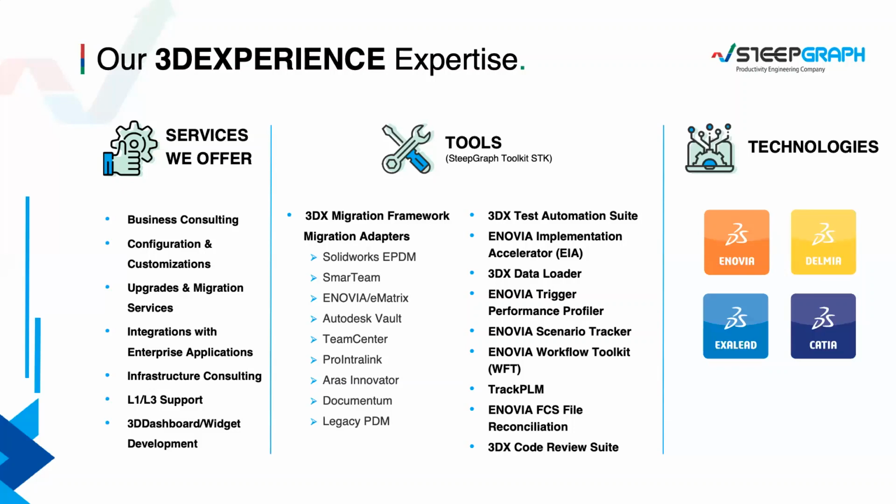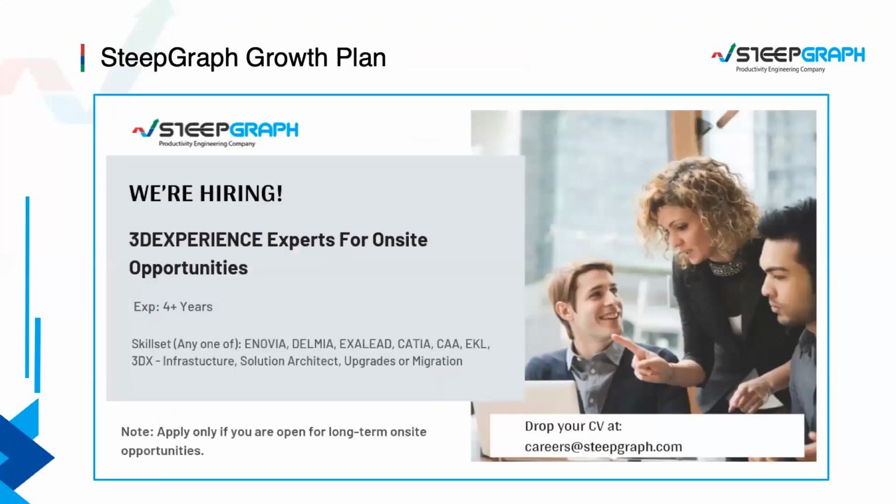In terms of brands, we have been delivering projects and have expertise on various brands, including Enovia, Delmia, Exalead, and Catia. In terms of growth plan, today we are 90 plus consultants. We continue to look for talent, and we are looking for on-site experts who can represent the organization, who can face the customer, and have expertise on Enovia, Delmia, Exalead, Catia, CAA, EKL, and so on.